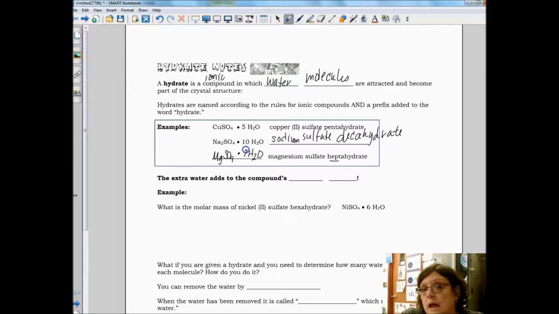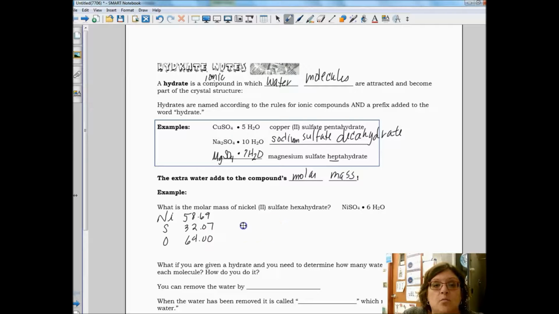Now, when you calculate molar mass, you have to take into consideration the water. The extra water adds to the compound's molar mass. For example, if we have nickel sulfate, we want to do the molar mass of nickel sulfate hexahydrate. So first we'd have to look up nickel on the periodic table, 58.69. We have 1 sulfur, 32.07, and we have 4 oxygens, which is 64, 16 times 4.